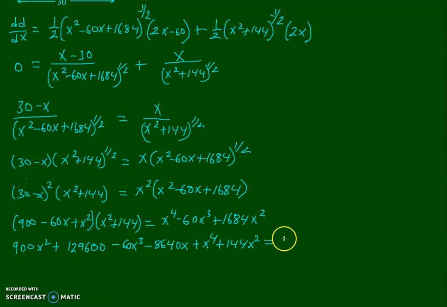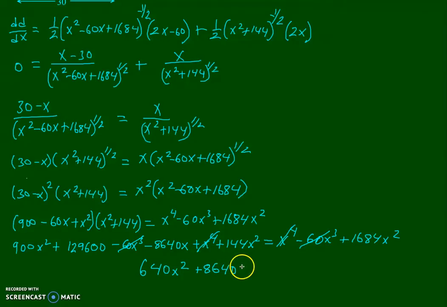And rewrite the right side. So we have x to the 4th minus 60x to the 3rd plus 1684x squared. Okay, so the x to the 4ths cancel out. The negative 60x to the 3rds cancel out. And we can combine our remaining terms. So 1684 minus 900 minus 144 is 640. So we have 640x squared, minus, that's actually going to come onto this side, so it's a plus 8640x, and minus 129,600 equals 0. So I just moved everything to the right hand side and then swapped sides.